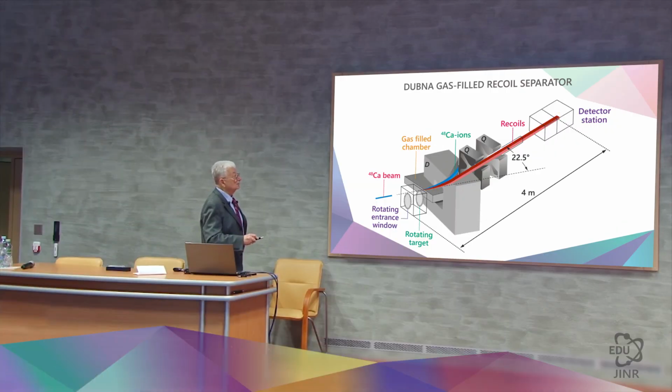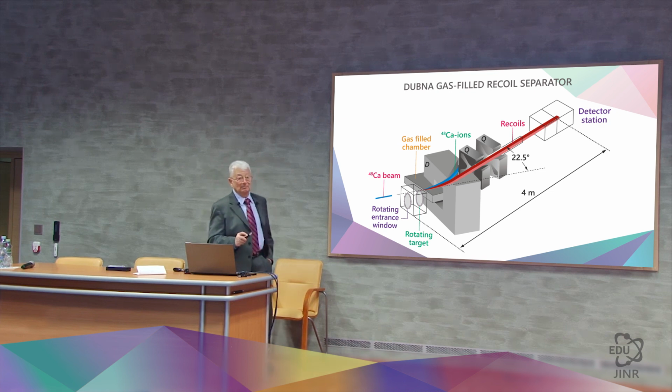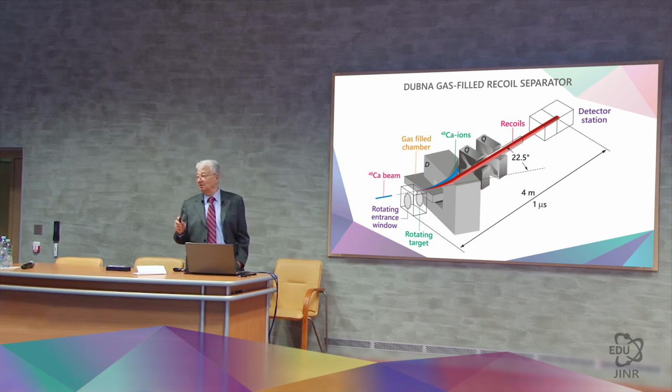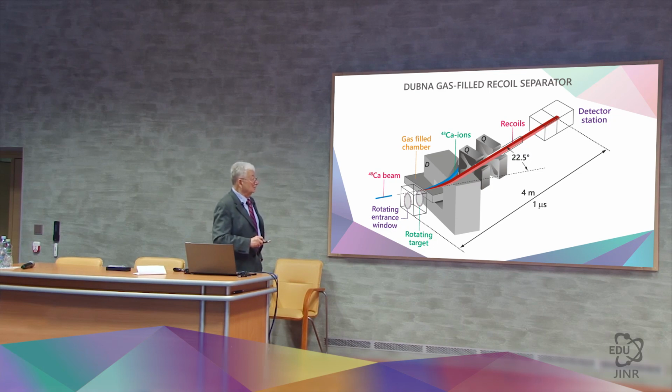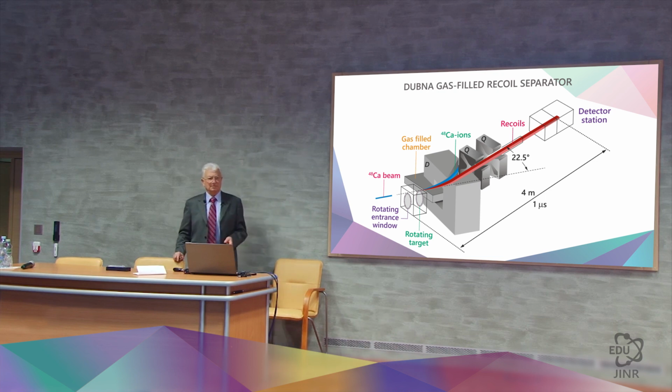This distance from here to here is 4 meters. The nucleus covers this distance in 1 microsecond. Therefore, if the reaction product that originated here has a half-life of more than 1 microsecond, we will certainly see it here. If less, then we will not see it. But the speed of the system is already only 1 microsecond, and, as you saw earlier, its efficiency is about 30 to 40%. This is a kinematic separator.